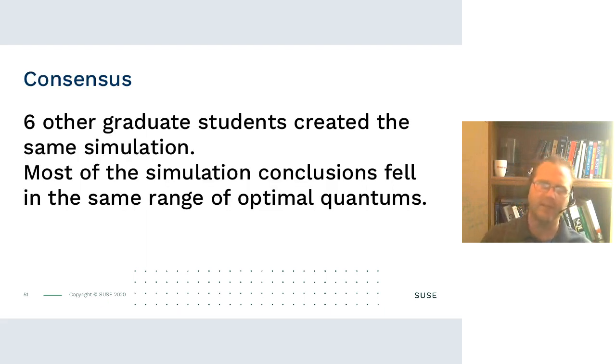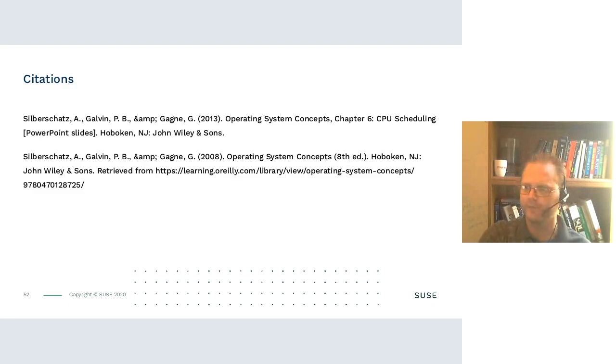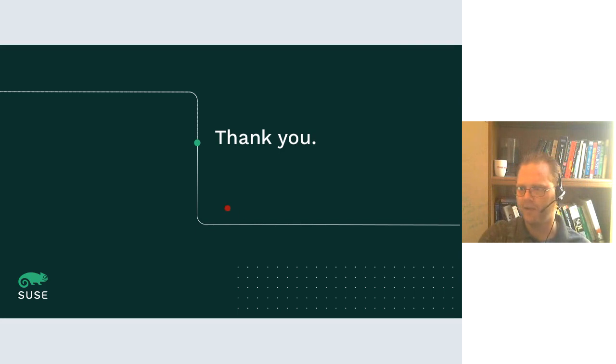Now, the interesting thing is that there were 6 total graduate students who created this same simulation, and we each came to roughly the same conclusions with the same quantums, based on this specific multi-level feedback queue with 2 round-robin queues and a first-come, first-serve queue. And then I have some citations here, and then that's it. Thanks. Any questions?